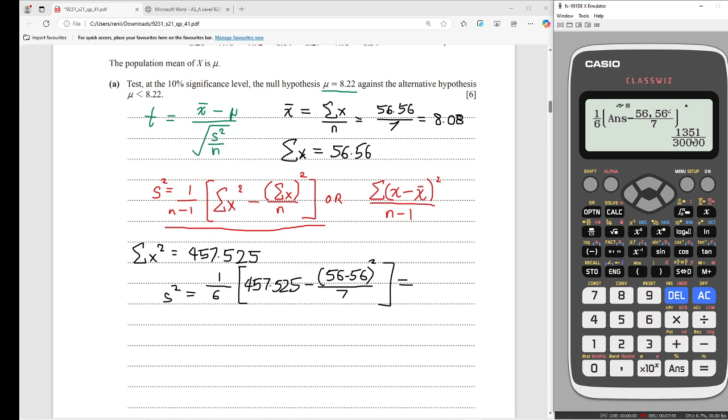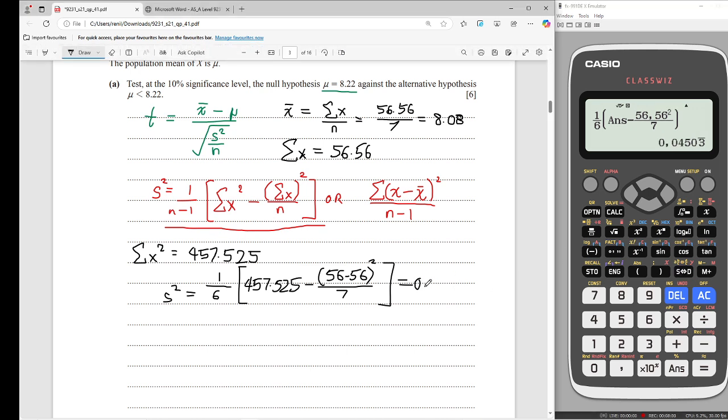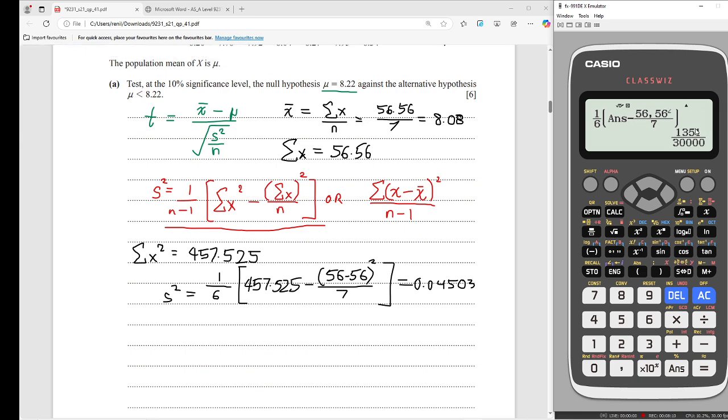So this is the value they expect us to write, but in our calculations we're going to be using 1351 over 30,000. So let's write 0.04503. Yeah, this should be enough. It's not necessary to mention the fraction, but we are going to use this fraction exactly to answer our questions and to find the test statistic. Okay, now that we've calculated S2, we have all the essential information needed to calculate the test statistic.